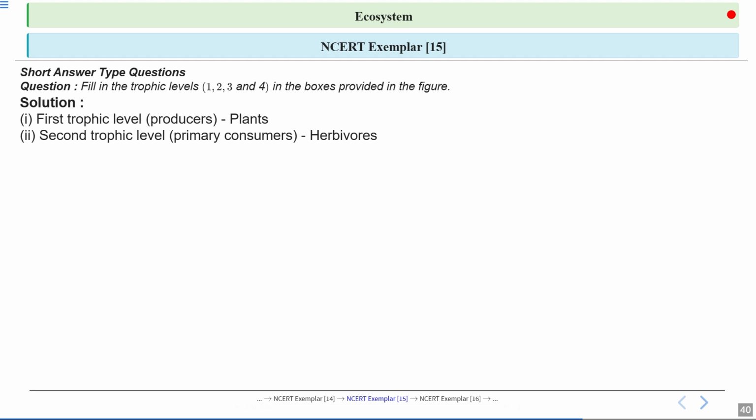Now let's move on to the second trophic level, which includes primary consumers. So these are herbivores that eat plants to gain energy. You can think of animals like rabbits and deer that rely on plants for their nutrition.